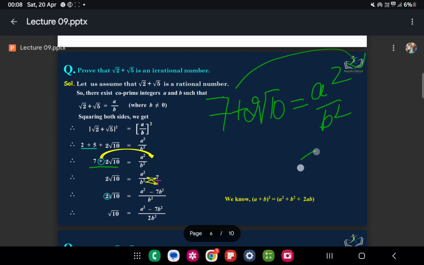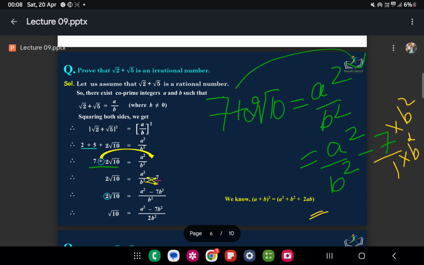Shift this 7 to this side, you will get a square by b square. Here it is 7, it will become minus 7 here. So nothing is there means we can consider that 1. Then here b square, but here 1 is there, multiply by b square, and here also multiply by b square, taking LCM for both the sides, so you will get b square as the denominator. In the numerator you will get a square minus 7b square.